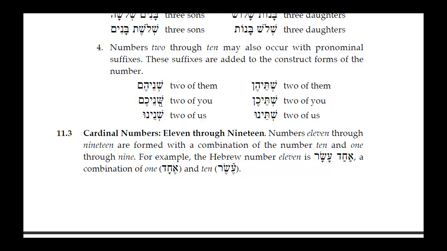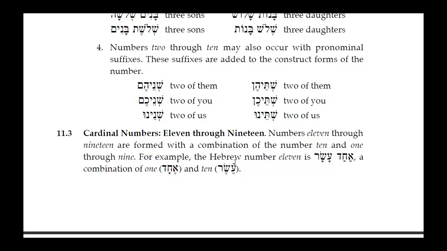You can have Shnechem, 2 of you. Shnenu, 2 of us. So this is the construct noun with a pronominal suffix on. Hem is third masculine plural. Chem is second masculine plural. And nu is first common plural. We also have in the feminine, Shtehen, Shtechen, and Shtenu. So the pronominal suffixes are identical here.